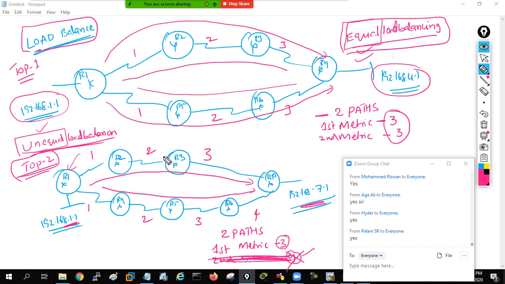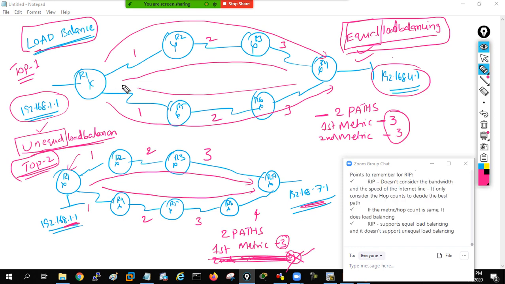Always remember, the RIP protocol considers the metric to be the hop count. Metric is nothing but hop count: how many hops between source and destination. It will never see the bandwidth. That is the drawback of this protocol. You understand, guys? It will always consider the hop count. Hop count means from router 1 to router 2.